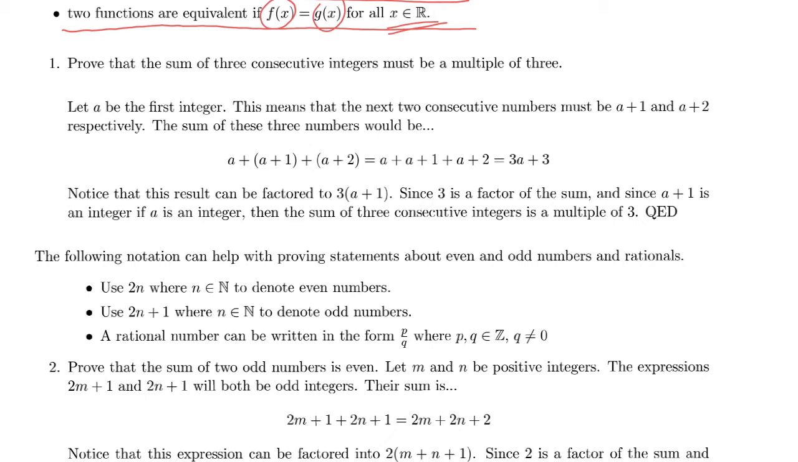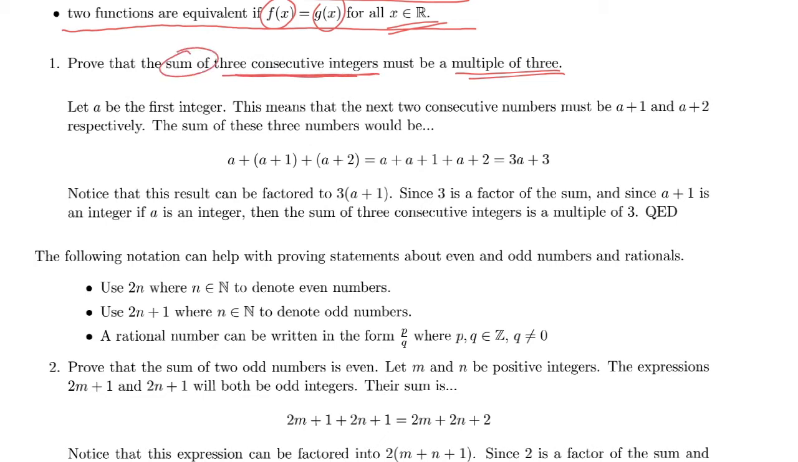But for right now, let's just take a quick look at a couple of examples, and then we'll do a few more together here. So first of all, we're going to prove that the sum of three consecutive integers must be a multiple of 3. Okay, so that's what we're going to work with here. Notice that we're starting with 3 consecutive integers that we're going to add together. We're going to sum them up.